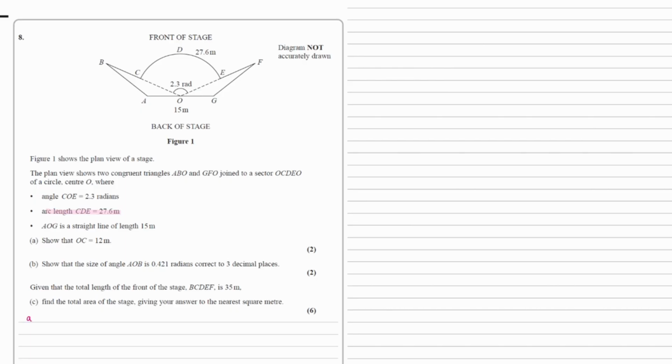So for part A, we are told that arc length CDE is equal to 27.6, and we know that arc length is given by radius times theta when the angle given is in radians. So if we substitute what we know into this equation, the arc length is 27.6. We're looking for the radius, so we can just write that as r, and the angle is 2.3 radians, which means that to find r, we will do 27.6 divided by 2.3, and this gives us 12 meters.